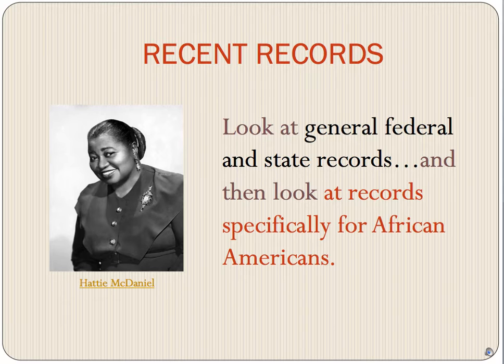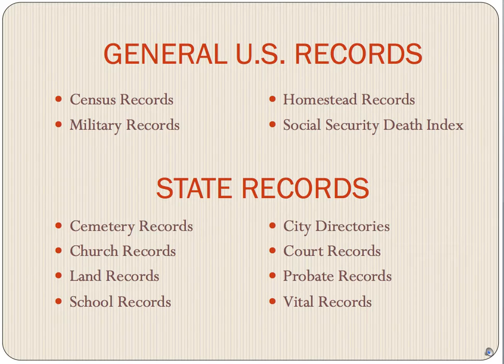Recent records means that we'll look first at general federal and state records, and then look specifically at records for African Americans. The general U.S. records contain census records, military records, Homestead records, and the Social Security Death Index. The state records include cemetery, church, land, and school records, city directories, court records, probate records, and vital records.